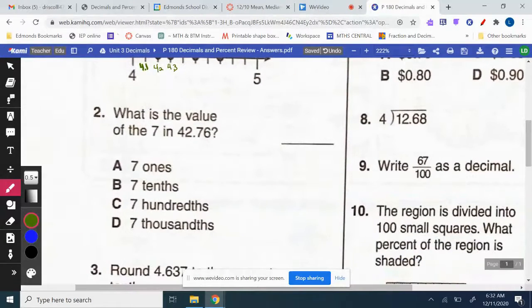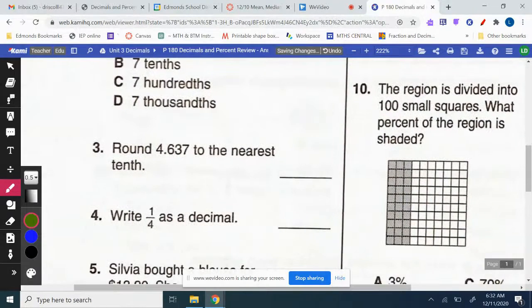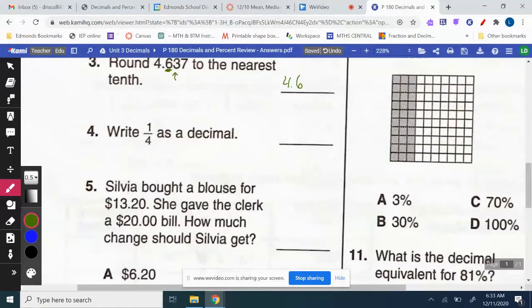What is the value of the 7 in 42 and 76 hundredths? Well, that 7 is in the tenth spot, so that's B. Round to the nearest tenth. So I'm going to be rounding this number. So I look here at the hundredths, and I know that that's 4 or less, let it rest. So that's going to be 4.6.